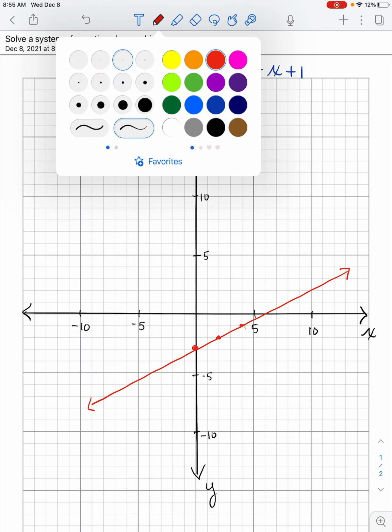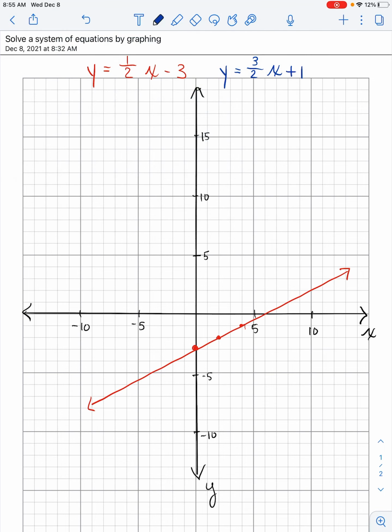Now I'm going to graph y equals 3/2 x plus 1. We can see that the y-intercept is a +1. So on my graph, I am going to put my dot right there at +1 on the y-axis. And now my slope is 3/2. So I'm going to go up 3, 1, 2, 3, and across 2. And again, just to be safe, I'm going to put another point, and go up 1, 2, 3, and across 2.